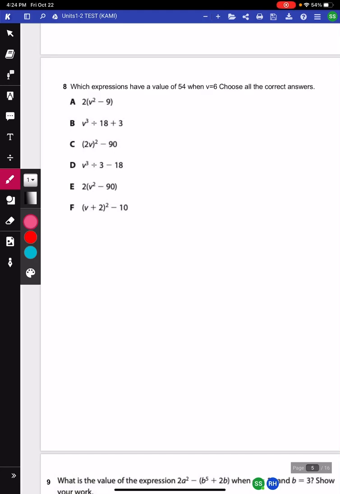Sample for number 8. Which expressions have a value of 54 when v is equal to 6? Choose all of the correct answers. So we need to substitute 6 everywhere that we see the variable v.